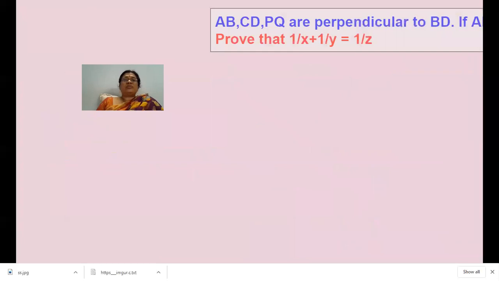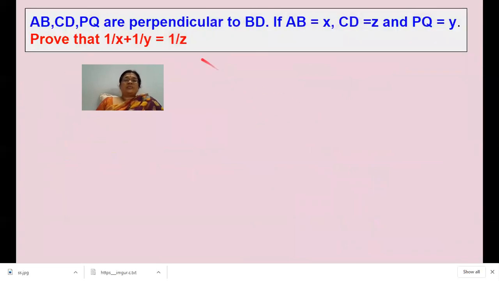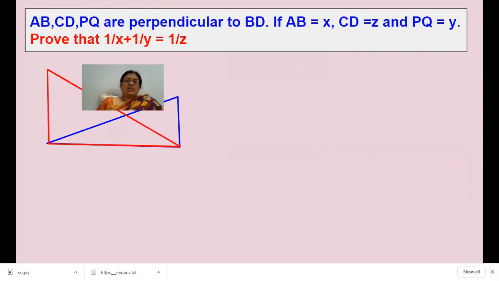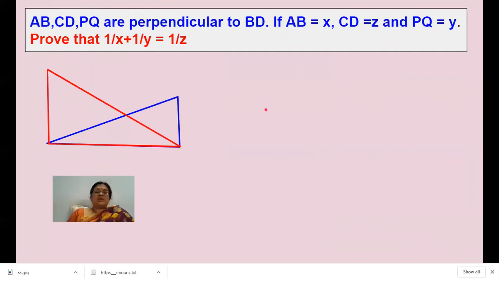One more problem. See here, this is a repeated problem which has been repeated many times. A, B, C, D, P, Q are perpendiculars to BD. See here, these are the perpendiculars: AB, CD, and PQ. These three are perpendicular to BD.